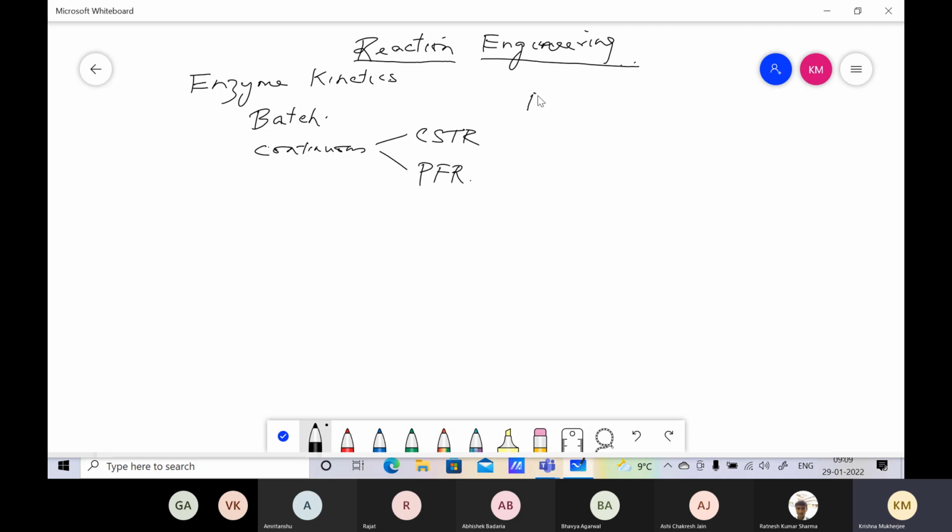Essentially, as you all know, the material balance is accumulation equals input minus output plus or minus reaction. If it is product, it would be plus reaction, and if it is substrate, it will be minus reaction, because substrate will be consumed and product will be formed. And so in a typical batch reactor, where there is no input and output, the batch equation would be accumulation equals reaction.